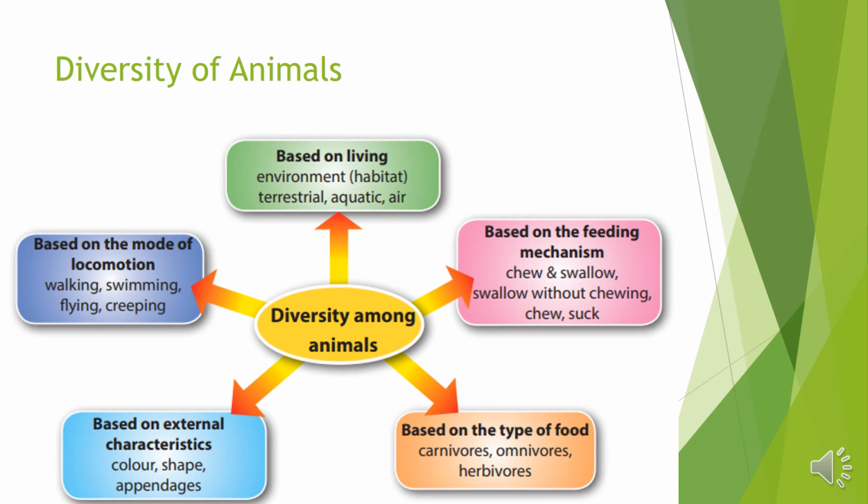So another thing is based on their external characteristics. What do you mean by external characteristics? So according to the color they have, according to the shape the animal possesses, and according to the appendages, how many appendages they have, 4, 2, or many. So just like that, we can divide these animals into different categories.